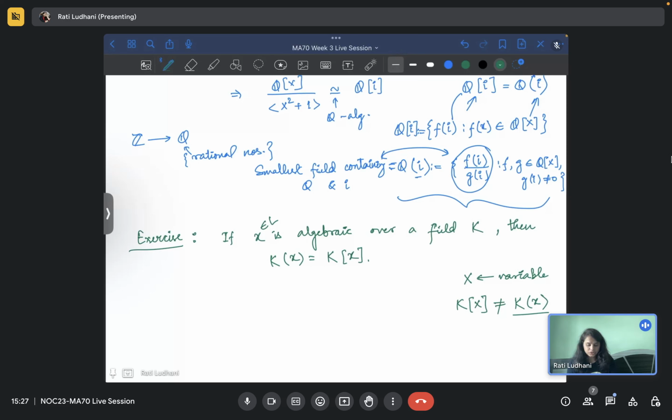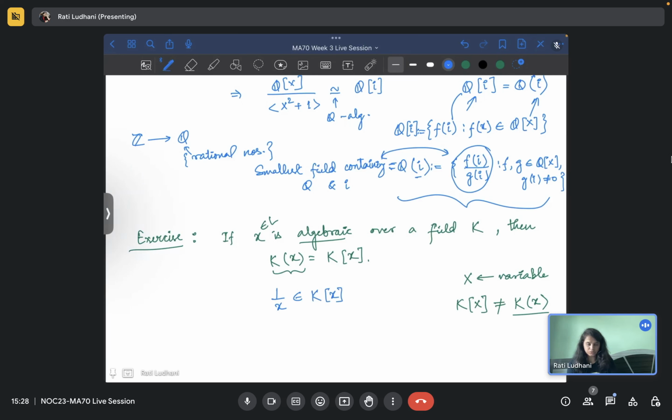Now, why is this true in the algebraic case? You really need inverses. So for example, you need the inverses. So try to prove that 1 by x belongs to k[x].